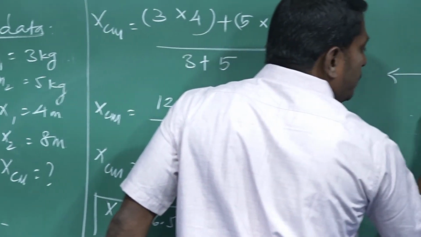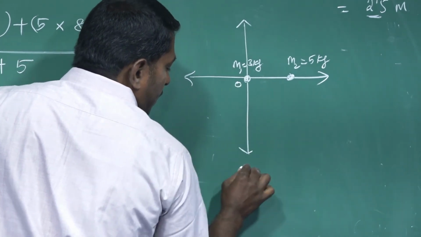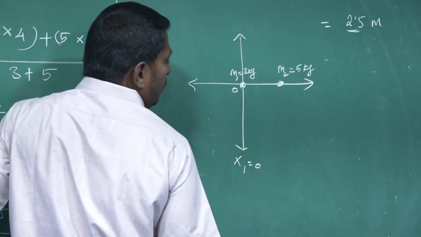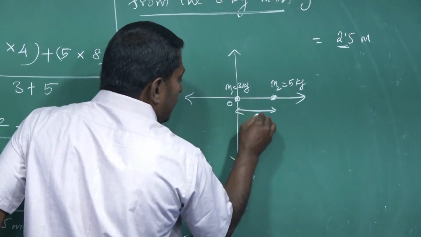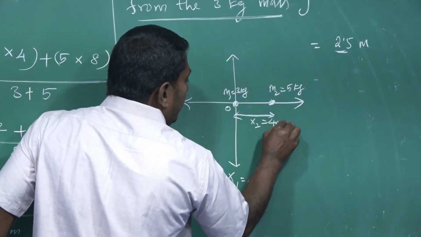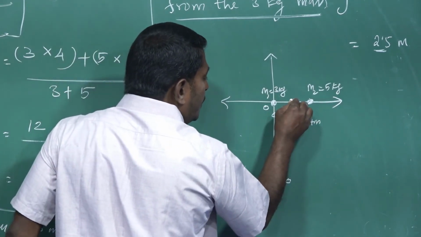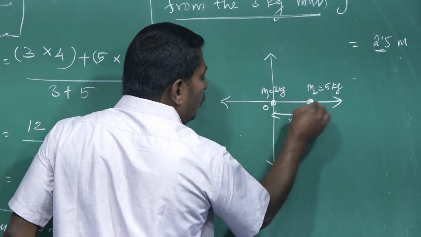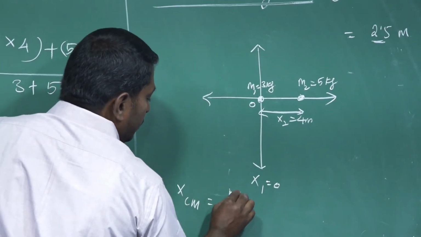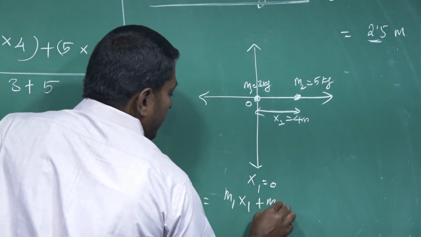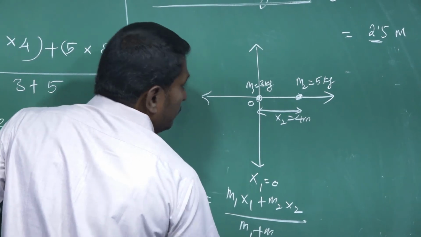First point mass is made to coincide with the origin of the coordinate system. Here x1 which is equal to 0, but the position of the second point mass 5 kg, x2 which is equal to 4 meter. Then how to calculate the position of the center of mass point of the 2 point masses? XCM, which is equal to m1 x1 plus m2 x2 divided by m1 plus m2.